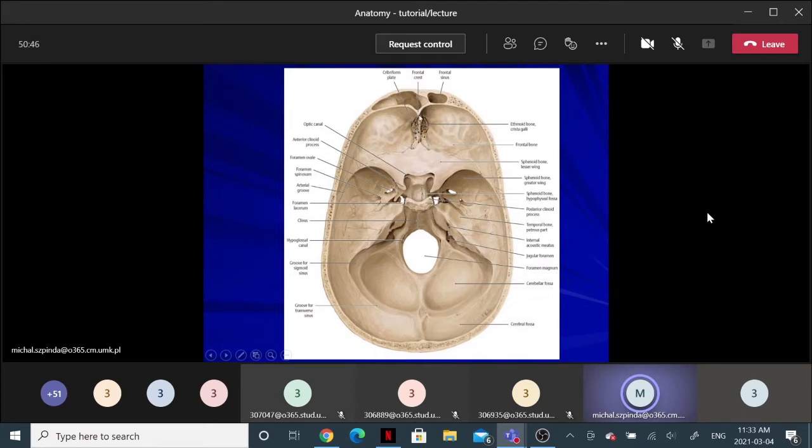Apart from this, just in front of the ethmoid bone, between it and the frontal bone in the middle, is a foramen that's called the foramen cecum. Cecum means just blind, but sometimes it may be open and then enters the nasal cavity.